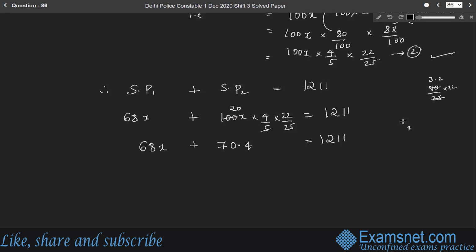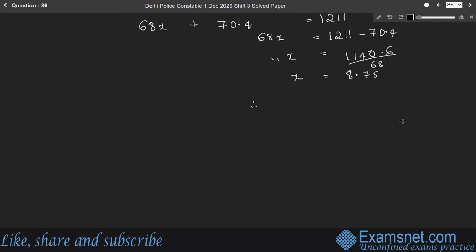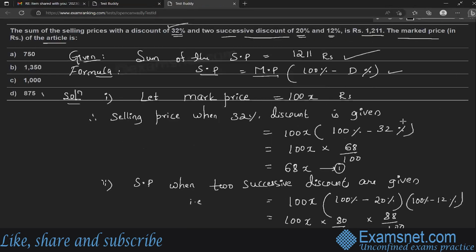Yes, that is 1211. Therefore, 68x becomes 1211 minus 70.4. Therefore, x becomes 1140.6 by 68, which is equal to 8.75. X becomes 8.75. Therefore, the marked price MP, according to our assumption, was 100x, which is 875 rupees. Therefore, the marked price of the article is 875 rupees, option D, right?